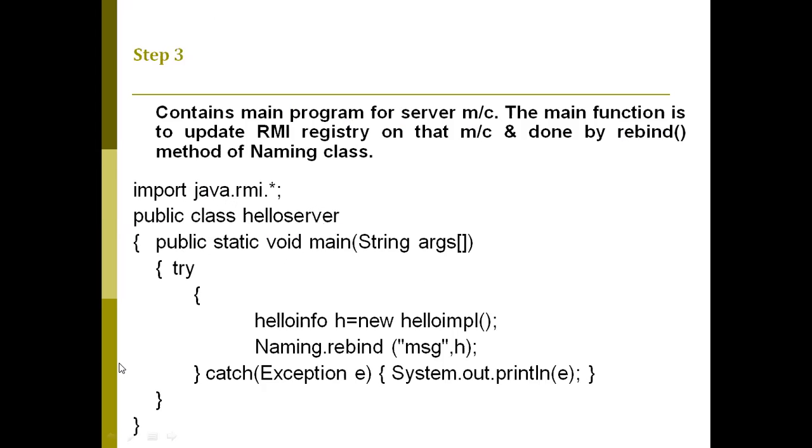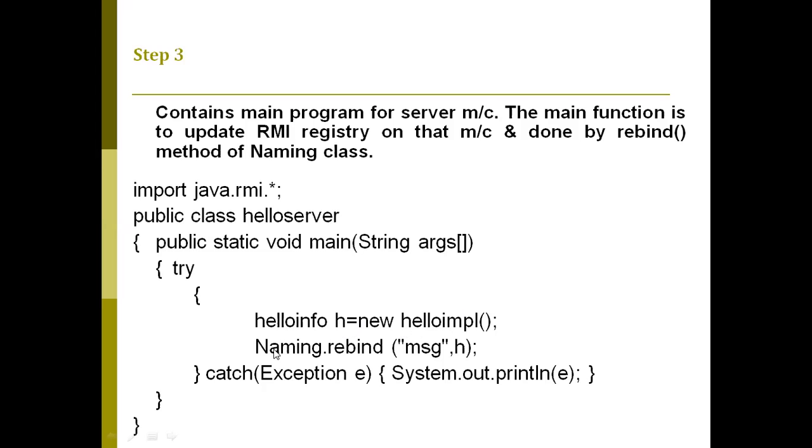We are writing public static void main. Then here what we are going to do is HelloInfo h. HelloInfo is nothing but the interface name. So what I'm going to do over here is h is the reference for this interface equals new HelloImpl, new hello implementation. This is my class, and with new I'm going to create an object of this particular class, and that object I'm going to assign to the reference of the remote interface, that is h.